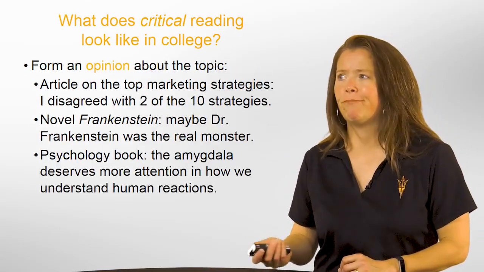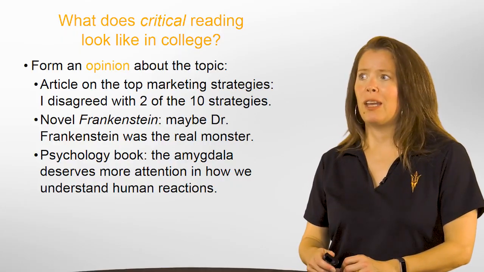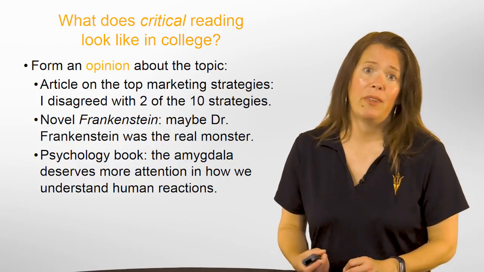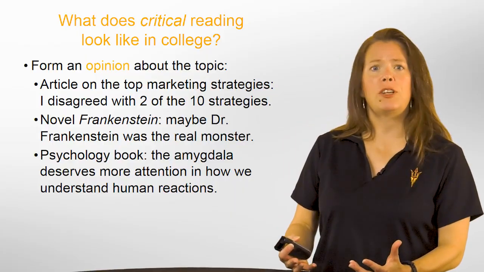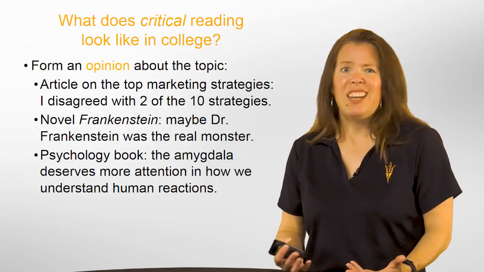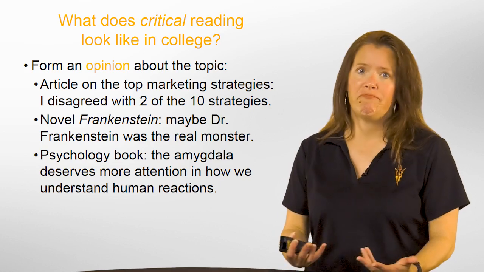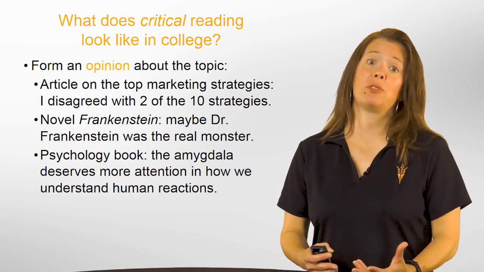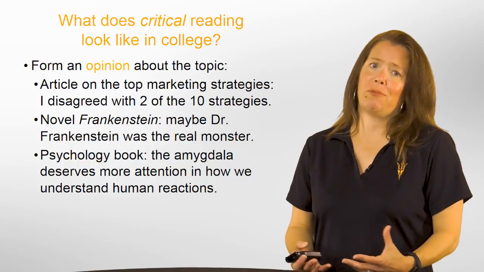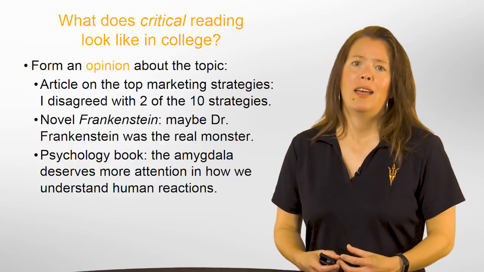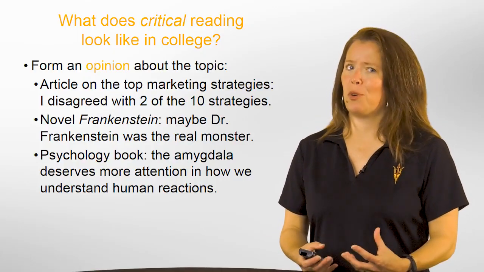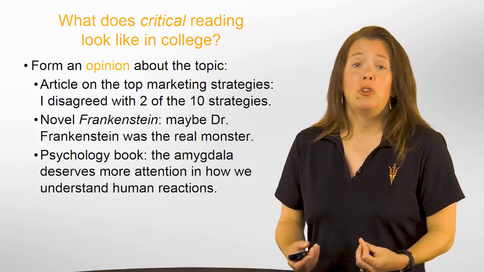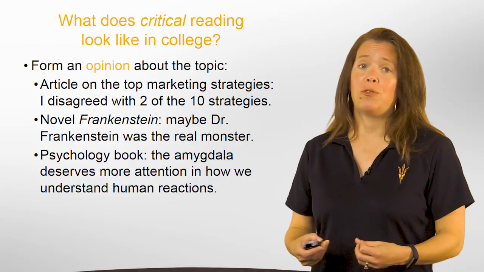The second type of critical reading is to form an opinion about what you're reading. For example, after reading an article on the top marketing strategies used in 2013, I disagreed with 2 of the 10 strategies. After reading the novel Frankenstein, I decided maybe Dr. Frankenstein was the real monster. And lastly, in reading about the brain in my psychology class, I realized the amygdala deserves more attention in how we understand human reactions. So all of those you could use in class discussions and to further your study of those topics.